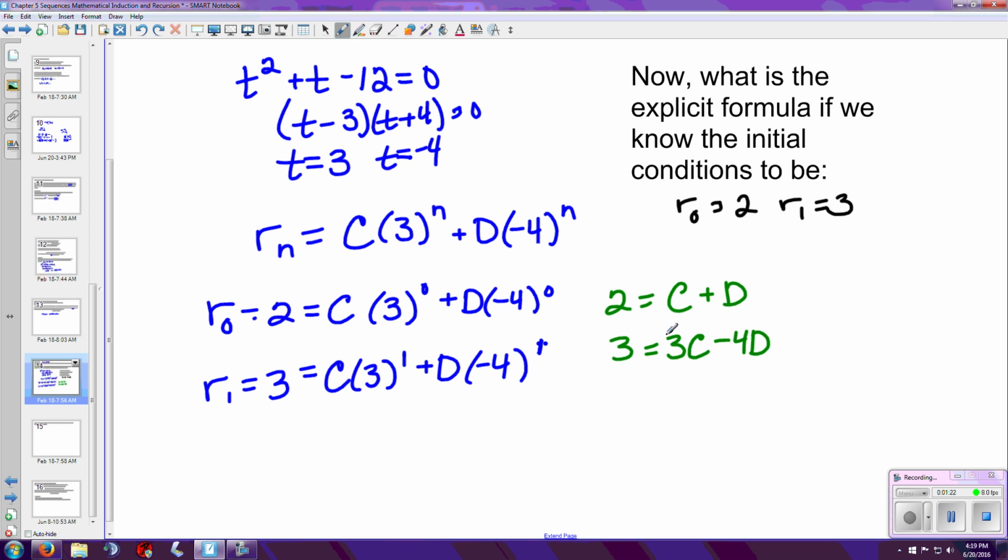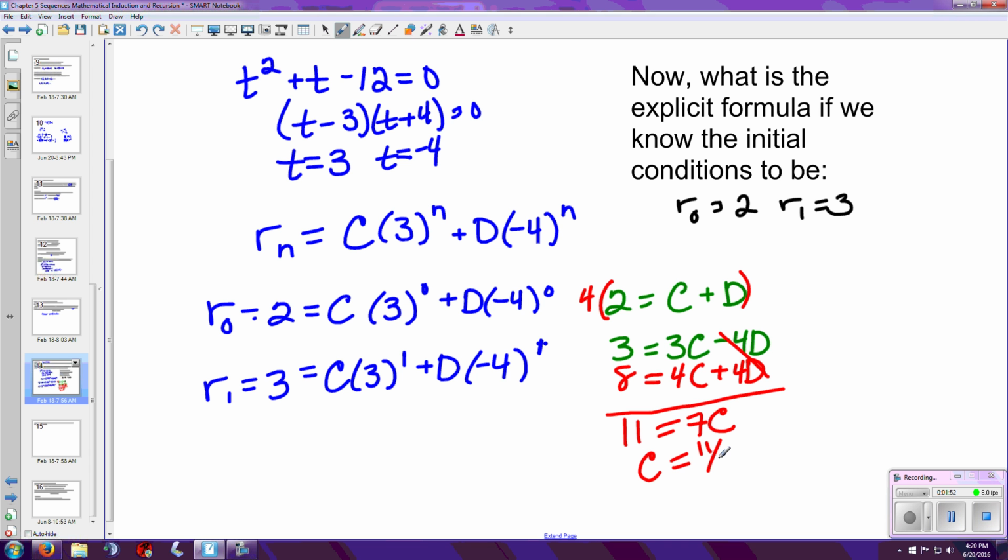Let's multiply the top equation by 4, and that will give us the 4's to cancel out. So multiply everything by 4, so that is 8 equals 4c plus 4d, which when we simplify, this is 11 equals 7c. Those cancel. Now if 11 equals 7c, then c has to equal 11 sevenths.